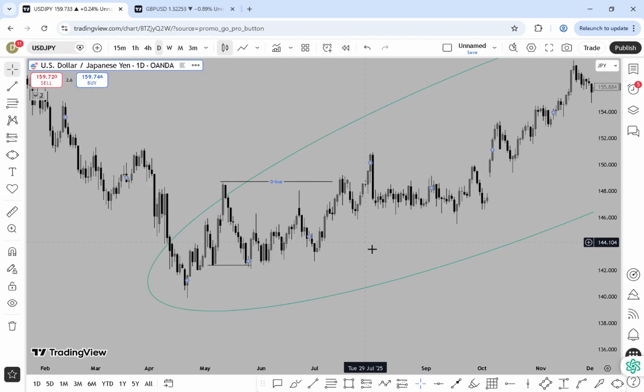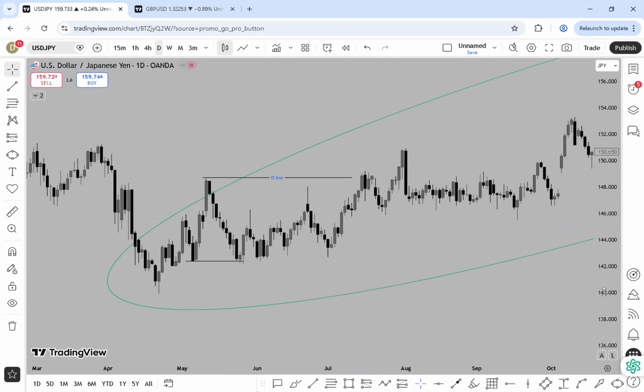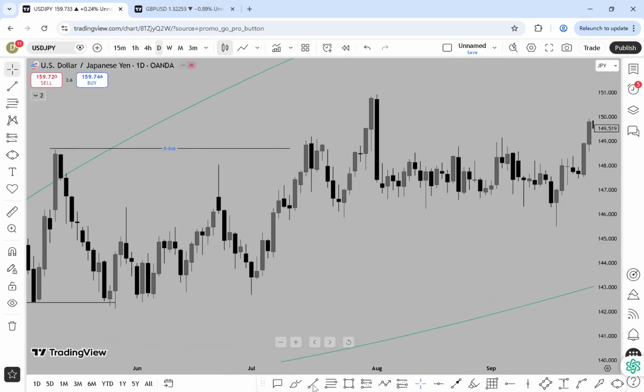Based on what I'm explaining, you can see that this was the last pullback that the market did. After this break of structure, you can see that this was the last pullback that the market did.